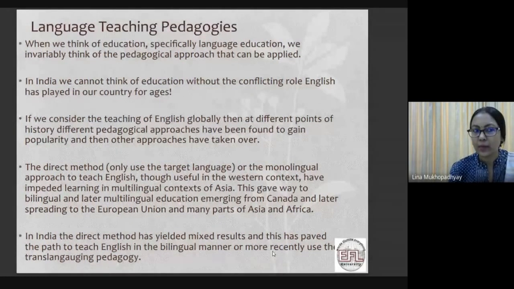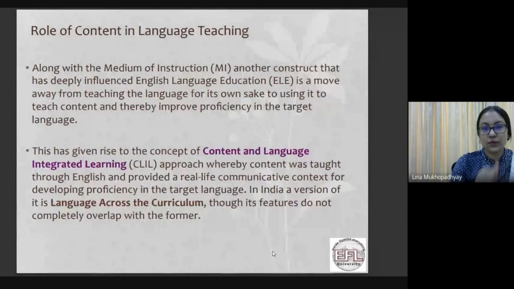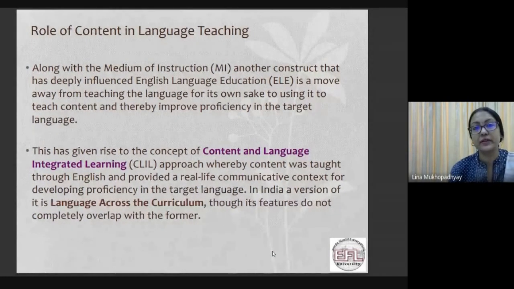So what happens is it might not be available at the policy level or at the administrative level. On the face of it, the school might be considered officially English medium of instruction, but teachers at a local level resort to using learners' L1 resources, and therefore make the transaction of knowledge easier. So this has been there for quite some time, but the concept of translanguaging pedagogy is gaining importance over a period of time. So where does content fit in language teaching?